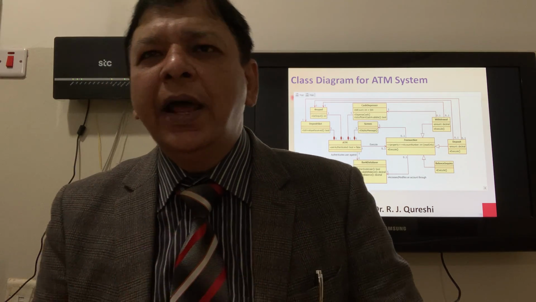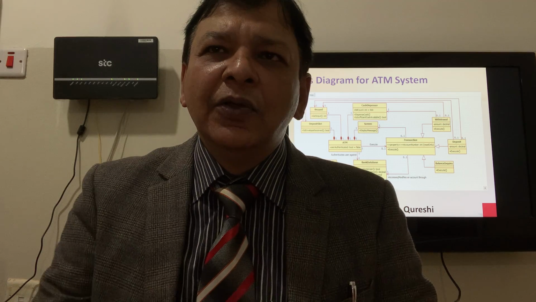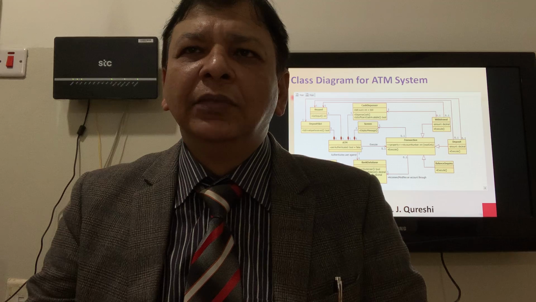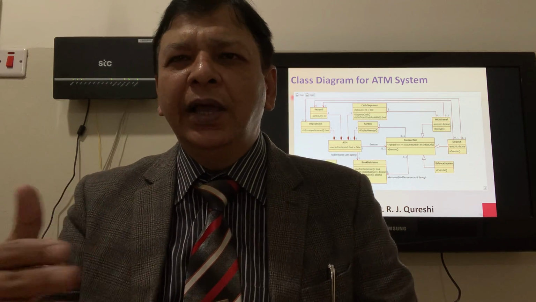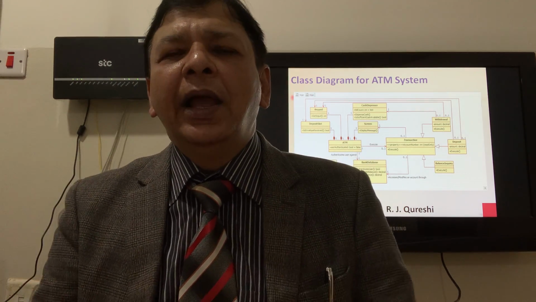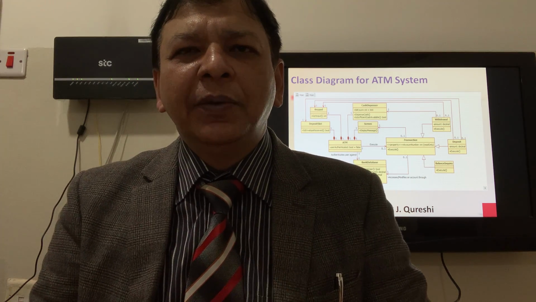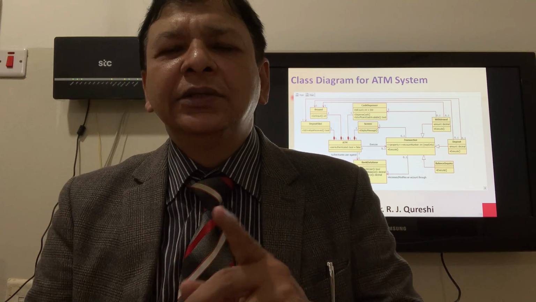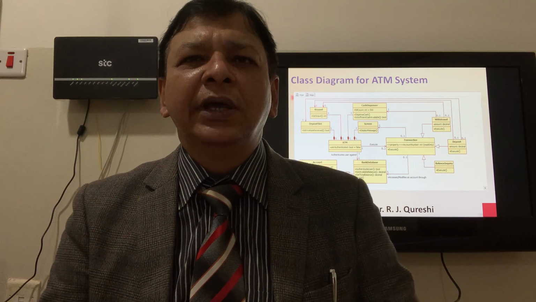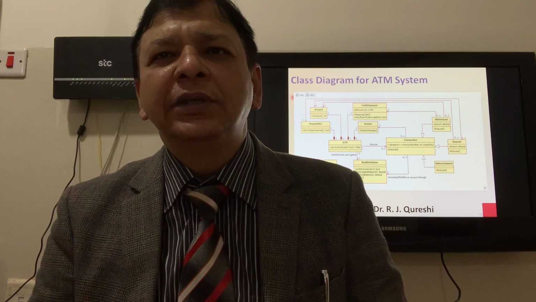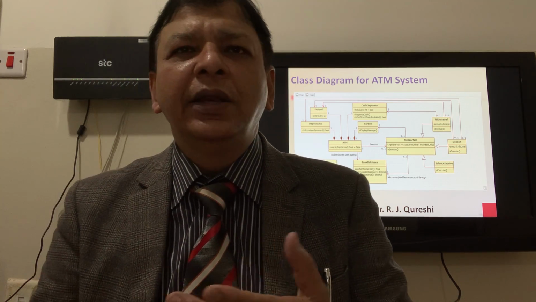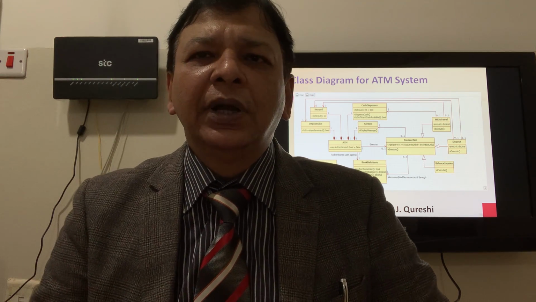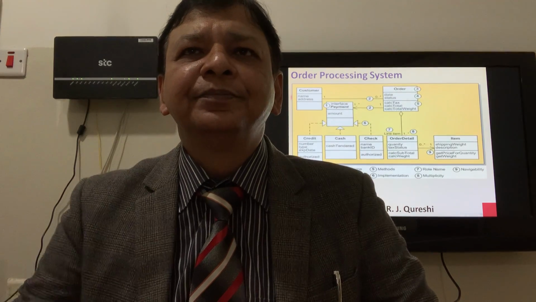And we have inheritance for transaction: withdraw, deposit, balance inquiry, pay bill, transfer cash. We can have more classes here, and you can see the relations and the cardinality, 1 to 1, and mostly it's a 1 to 1 relation here. We have account class, bank database, transaction, balance inquiry, ATM, and so on. So this is an example of a class diagram for an ATM system.